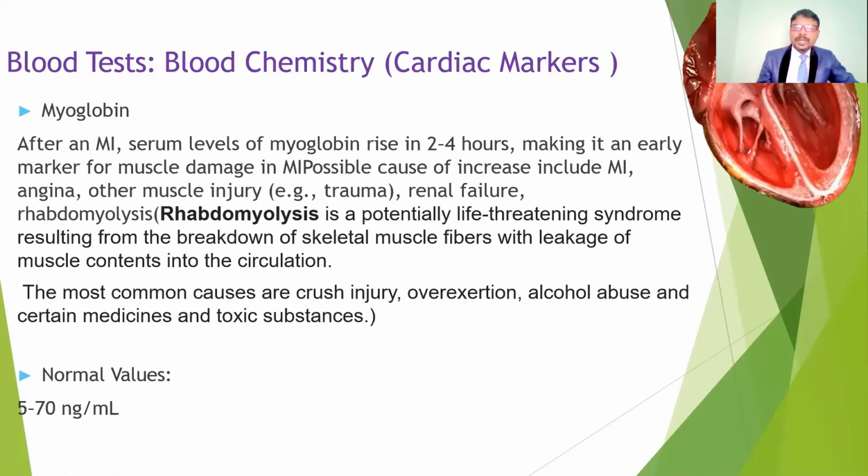And also myoglobin. After the MI, the serum levels of myoglobin rise in 2 to 4 hours. So after myocardial infarction, the myoglobin levels are going to be increased, making it an early marker for muscle damage in the MI. Possible causes of the increase include the MI, angina, other muscle injuries, and also renal failure and rhabdomyolysis. In those conditions, this myoglobin is going to be increased.